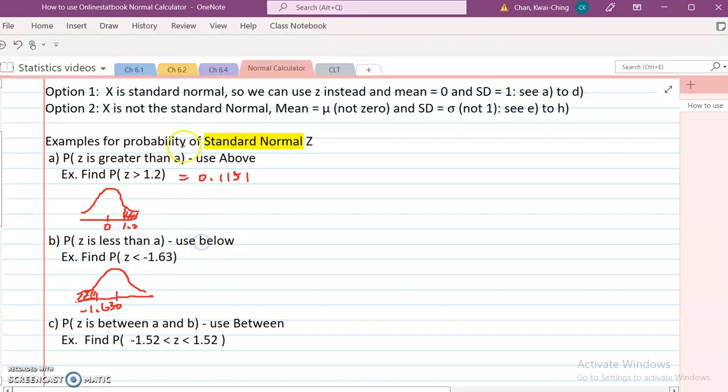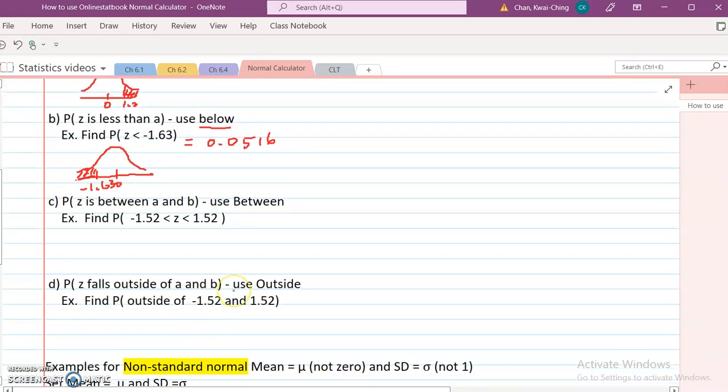So remember to use below. And this one is above, so that is 0.0516. In all cases, hit recalculate. And then there are between and outside, which are actually complements of each other.